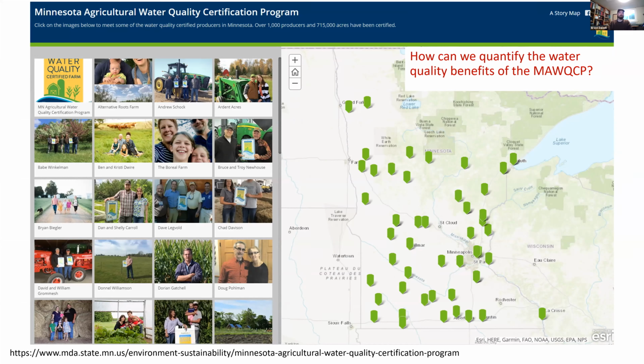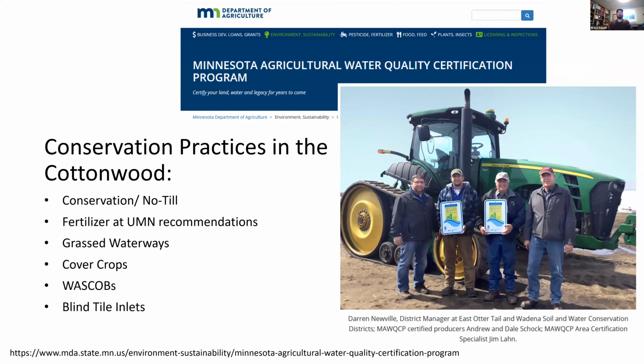And so this is kind of the highlights of that list for the landowners that are enrolled within the Cottonwood River Basin. The main changes that farmers implemented were changes in tillage, so conservation or no-till practices, modified fertilizer application rates, implementation of grass waterways or WASCOBs, or water and sediment containment basins, cover crops, and also taking surface inlets and making them blind tile inlets.